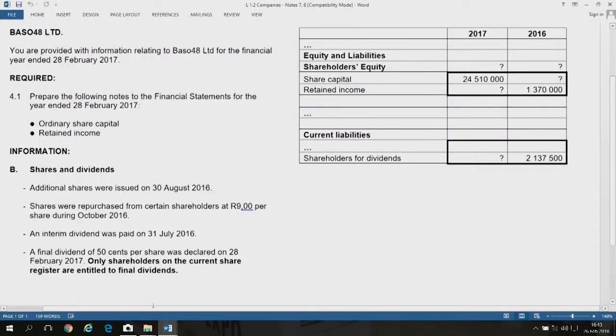If you look at the information, they mention additional shares were issued. They don't give us figures, they don't give us the amount. Shares were repurchased from shareholders. The 9 Rand is the repurchase price. That's not the one that we're going to use. Remember, we are going to use the average price. An interim dividend was paid. They don't give us any information there. Additional shares were issued. And then a final dividend was declared.